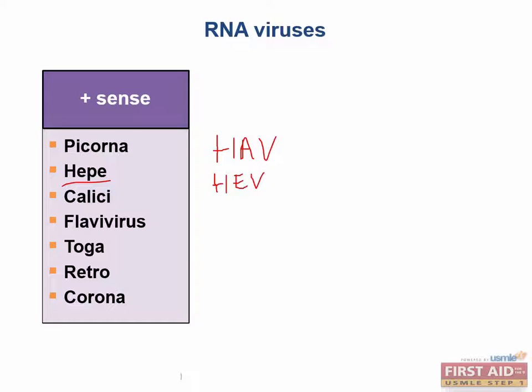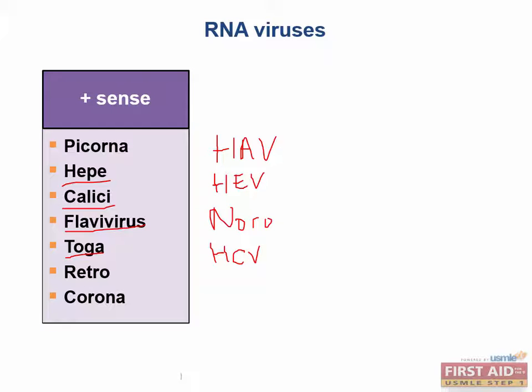The most important calicivirus is the norovirus, which is a very common cause of gastroenteritis, which will be characterized by a non-bloody, watery diarrhea that will resolve in a few days. The flavivirus, most importantly, includes hepatitis C virus, as well as the arboviruses, yellow fever, dengue fever, St. Louis encephalitis, and West Nile virus.